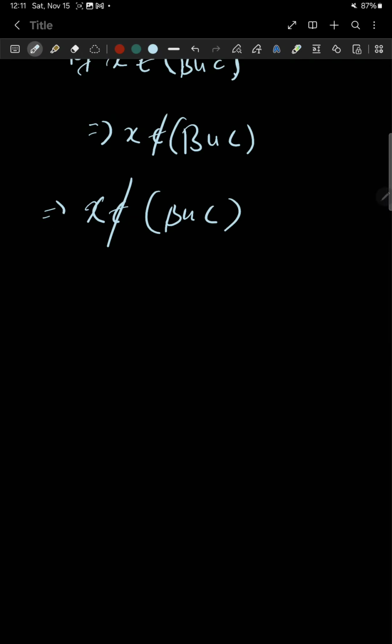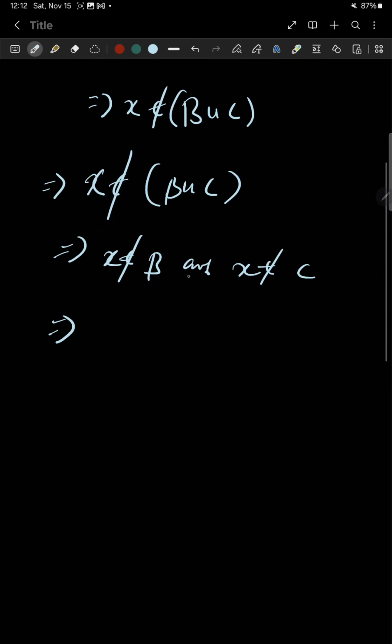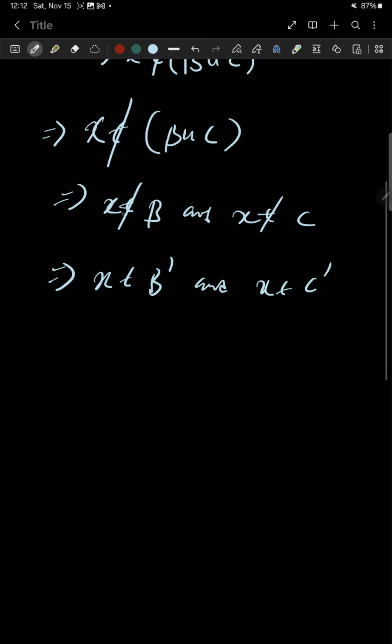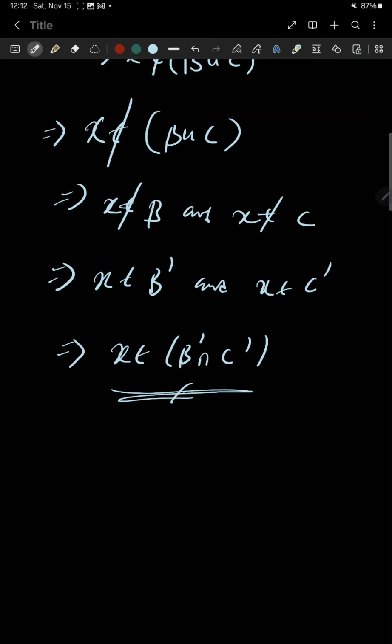So let's continue here. So this will be X is not a member of B and X is not a member of C. Okay, so now don't change anything here. So this will be X is a member of B complement and X is a member of C complement, because we're saying if X is not a member of B, it means it's a member of B complement. So now what does it mean X is a member of B complement and X is a member of C complement? It means X is a member of B intersection C complement. Okay, we have answered there.